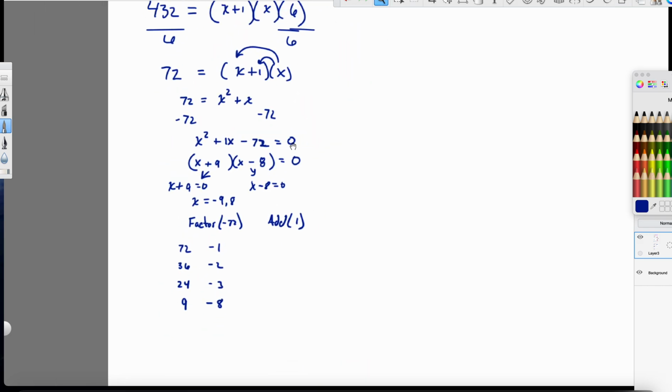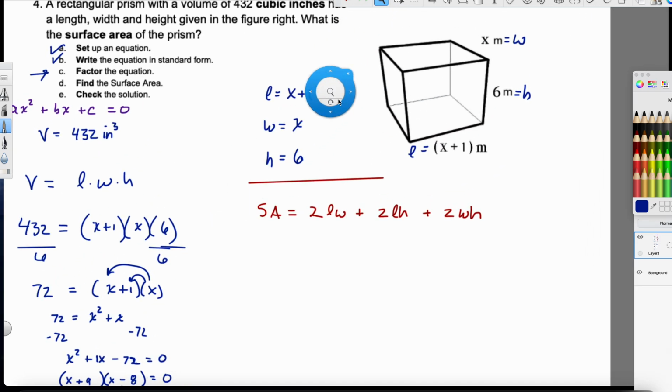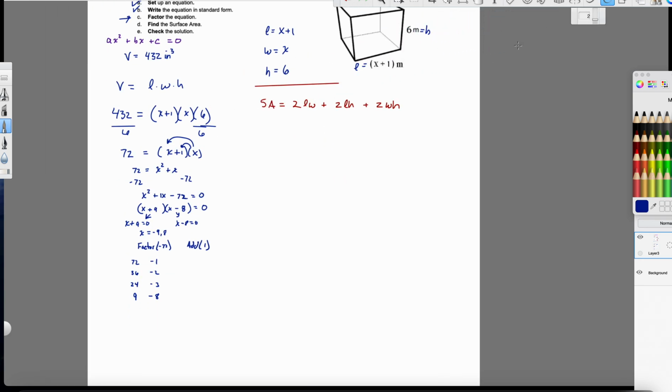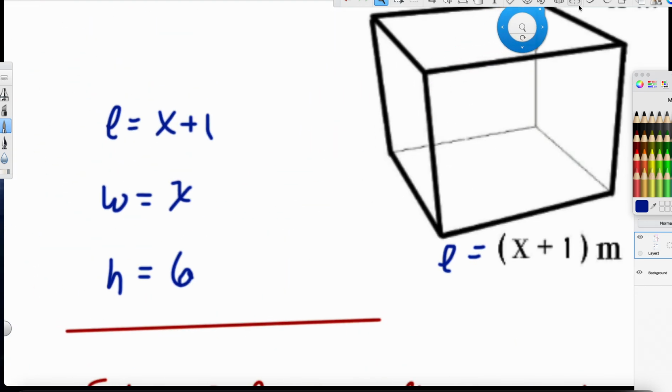Okay, so I'm thinking, if I put negative 9 in here for x, I get a negative amount of meters for this side, and that doesn't make any sense. So I'm going to throw that negative out right here, and I'm going to keep the 8. So let's put 8 in here for x. So that means that the width is 8, and that means the length is 9. And these are all in meters. Okay, so I might put my units here.